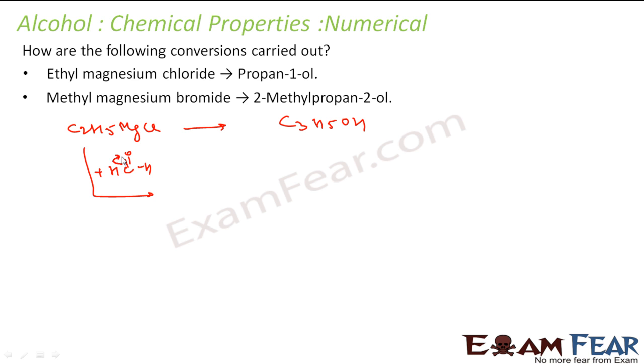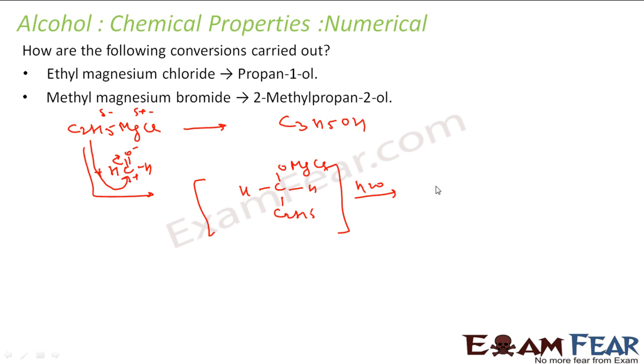In this case, what will happen? This gets a negative charge, this gets a positive charge. This whole thing has a negative charge, and this has a positive charge. So this C2H5 will attack this guy. If you see, the complex formed is HCO, here I get MgCl, H, and here I get C2H5. This adduct, you put water to it, you get something like this.